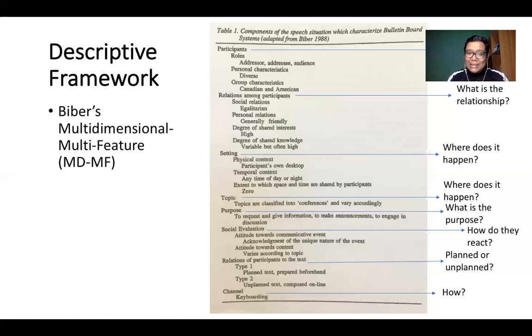Other factors that you could look at: purpose, the social evaluation, how people react, the relations of participants to the text, was it planned or unplanned, was it spontaneous or not, things like this. And what was the primary channel? Was it keyboarding, typing, or using mobile phones, or using any other gadgets? So that's how you analyze it using Biber's MDMF.